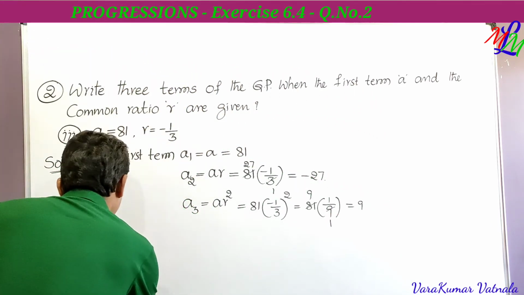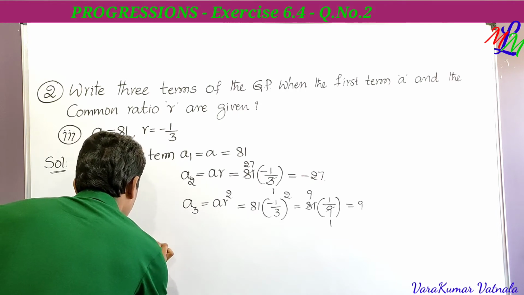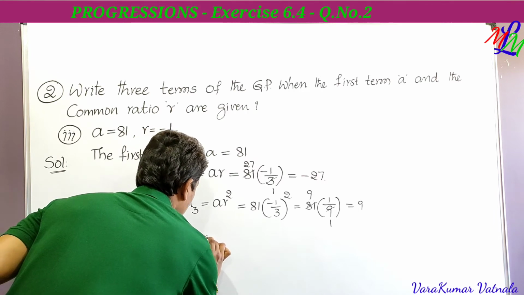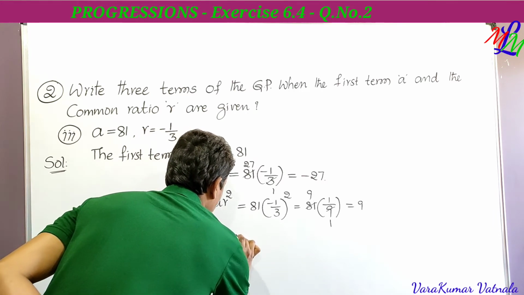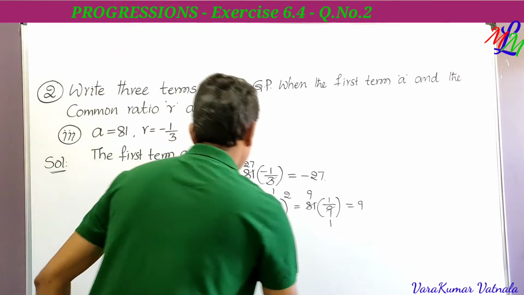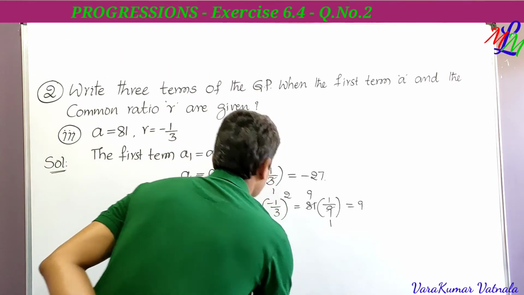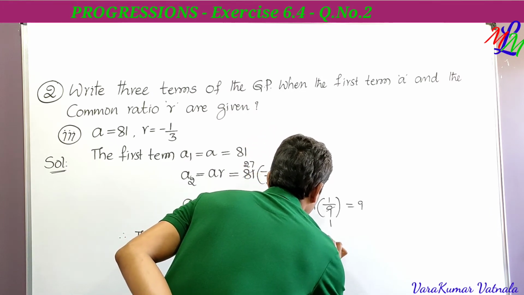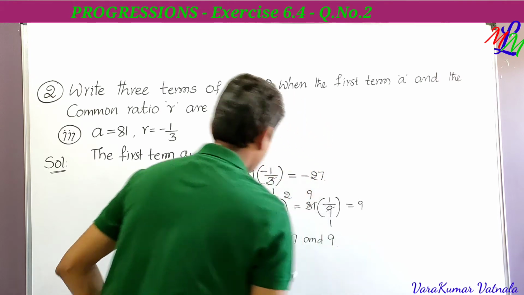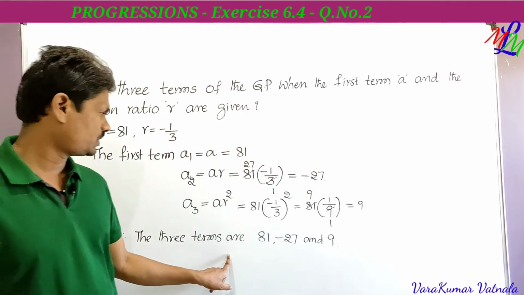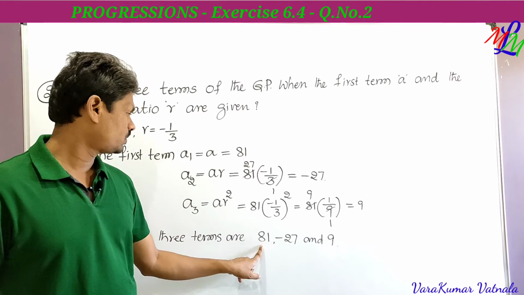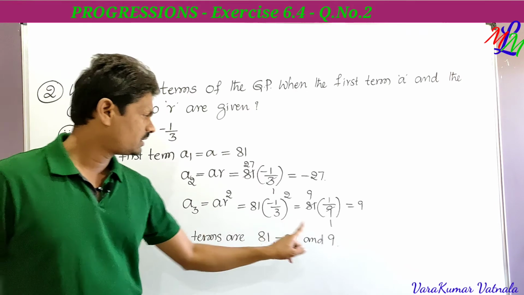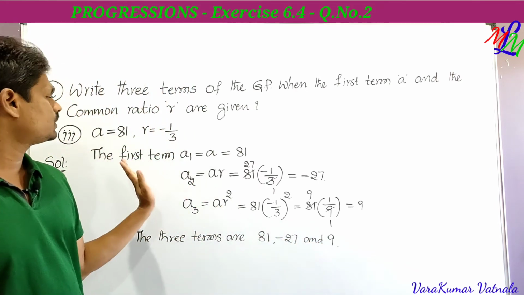Therefore the 3 terms are, what are the 3 terms? 81, comma minus 27 and 9. So these are the 3 terms of the given geometric progression. So first term a1 equal to 81, second term a2 equal to minus 27, third term a3 equal to 9. So this is the third bit.